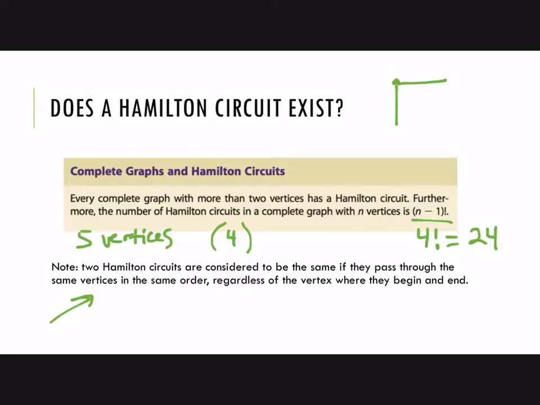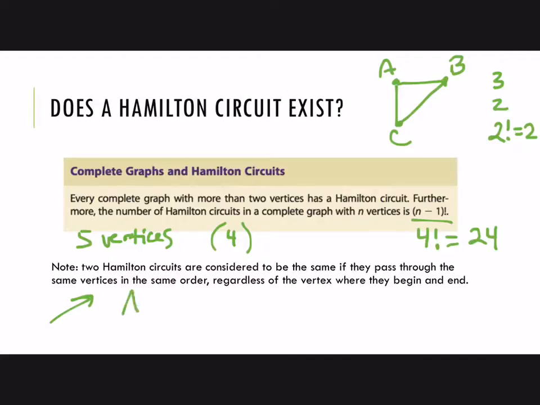So let's say that I had, we'll look at this graph real quick. A, B, C. This is complete. It's got 3 vertices. The degree of each vertex is 2, and there are no loops, so I know that it's complete. And the number of Hamilton circuits should be 2 factorial, which is 2, or just 2 Hamilton circuits.